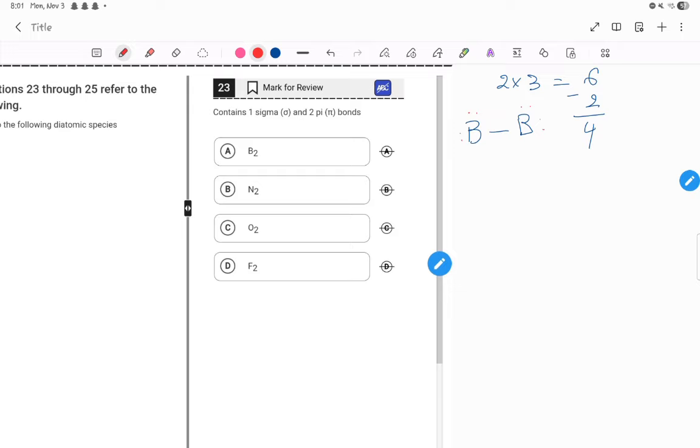Then what do we have? Then we have N2. N2 is like this. N triple bond N directly. Now O2, if you draw it, it's like this. And then F2, if you draw it, it's like this.